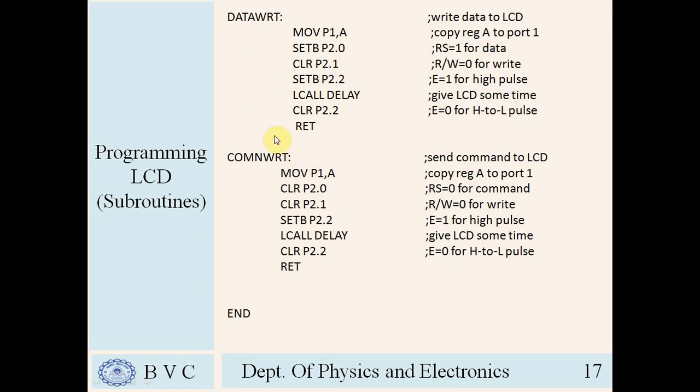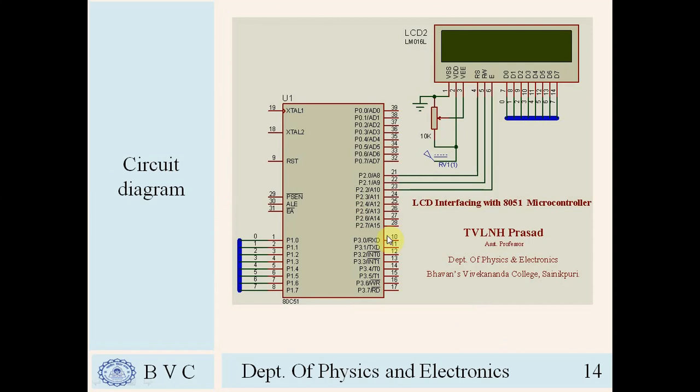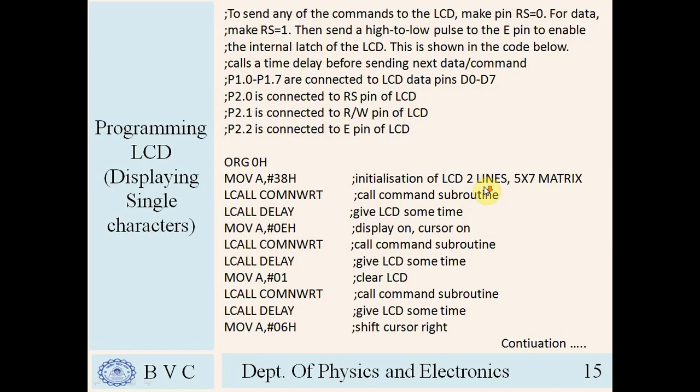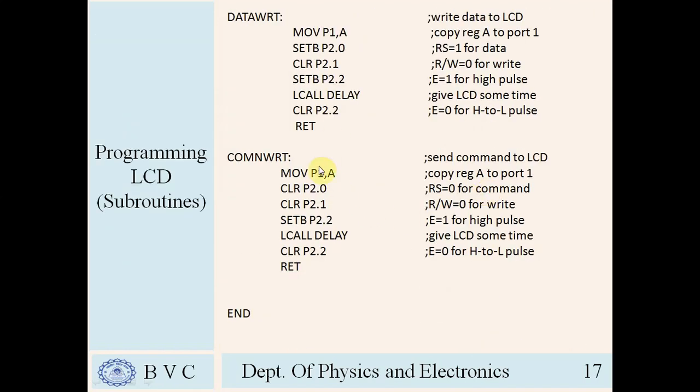These instructions are very simple. The first step is, if you are giving a command, we are all aware that for a command the register select should be made equal to 0. P2.0 is connected to register select, so that is first made equal to 0, then read or write is made equal to 0, and the enable pin must be made high, then low. Then return to the main program, right?